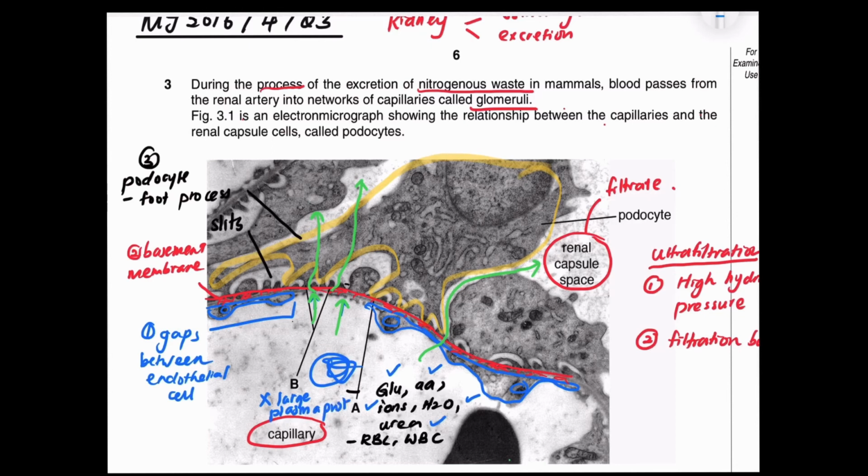As for cells, red blood cell cannot pass through, but white blood cell can pass through. That means in a situation where there's kidney infection, the antibody will be produced, antibody can pass through, and your lymphocytes can actually pass through to fight the infection. Hope this question clears your doubt about ultrafiltration.